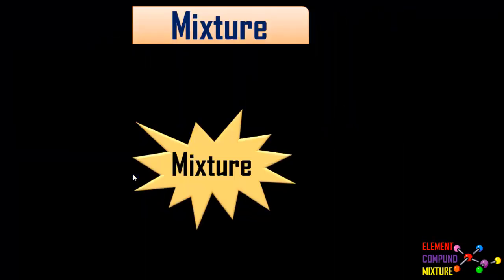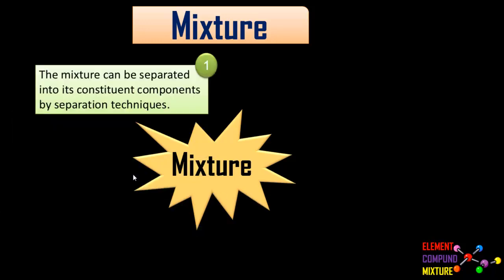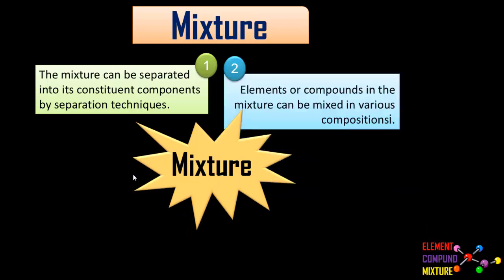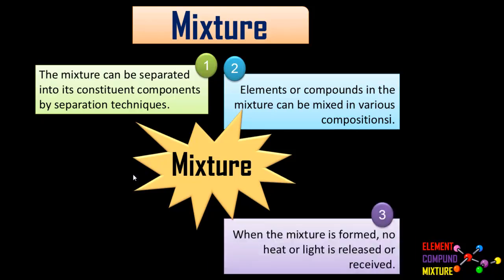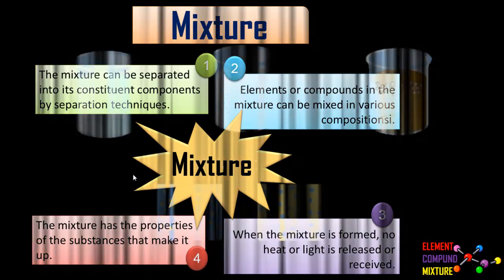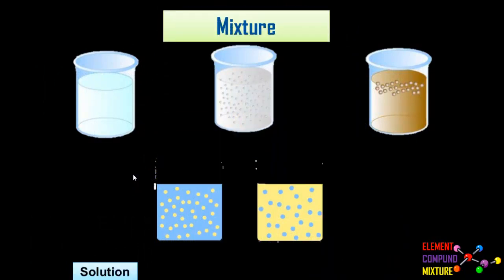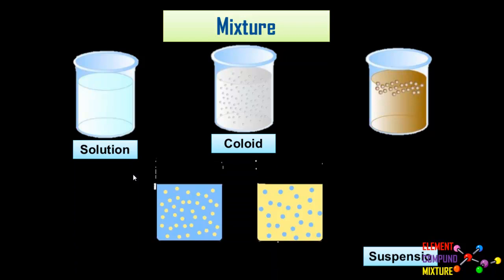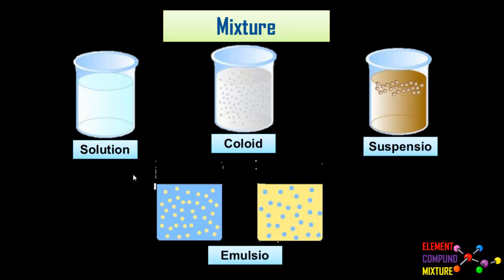Mixture. A mixture has these characteristics. One, the mixture can be separated into its constituent components by separation techniques. Two, elements or compounds in the mixture can be mixed in various compositions. Three, when the mixture is formed, no heat or light is released or received. Four, the mixture has the properties of the substances that make it up. The kinds of mixture are solution, colloid, suspension, and emulsion.